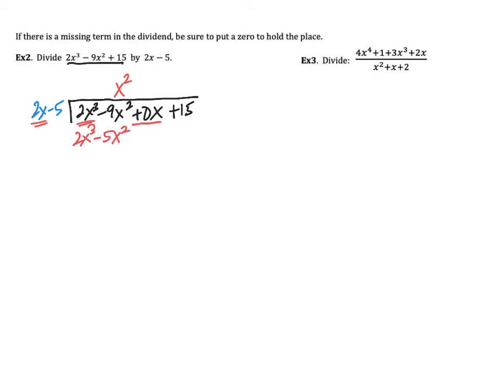Then I subtract. So in my mind, I'm just going to change the signs. That's what subtraction is. And my first terms should cancel. Now I bring down. Negative 9x squared plus 5x squared is negative 4x squared. And then I bring down my 0x. Okay, we go back to division. 2x goes into negative 4x squared how many times? So negative 4x squared divided by 2x is negative 2x. I multiply through.